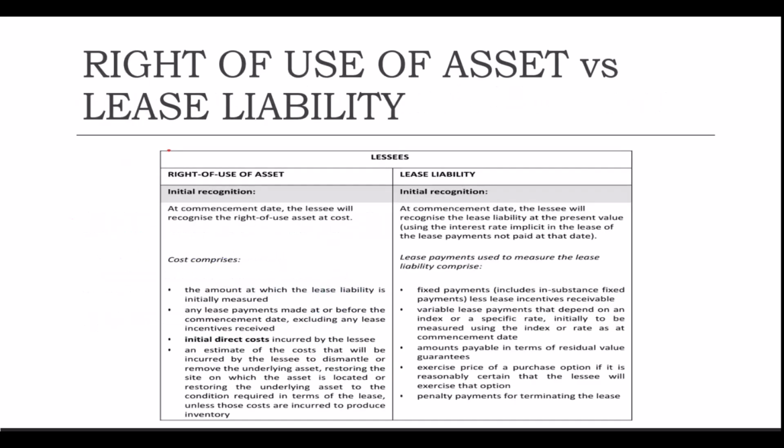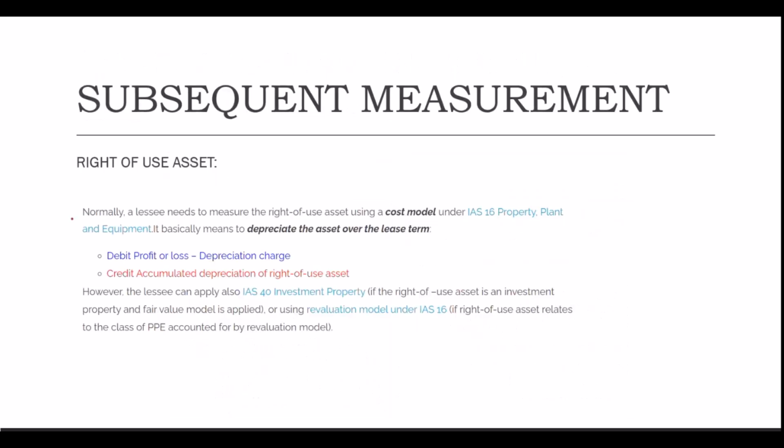Good. So we know for you to get the right of use of an asset, you first calculate what? The liability component. So liability is the starting point of your right of use of an asset. Good. So I think we've done this. Normally, a lessee needs to measure the right of use of an asset using the cost model under IAS 16 property, plant and equipment. It basically means to depreciate the asset over the lease. So now that you have recognized an asset, don't forget, once you recognize an asset, subsequently you have to depreciate it.